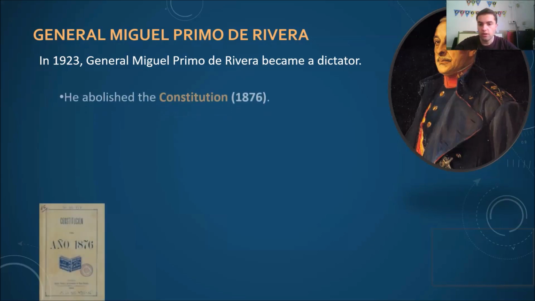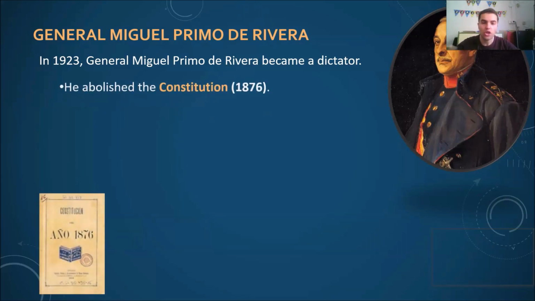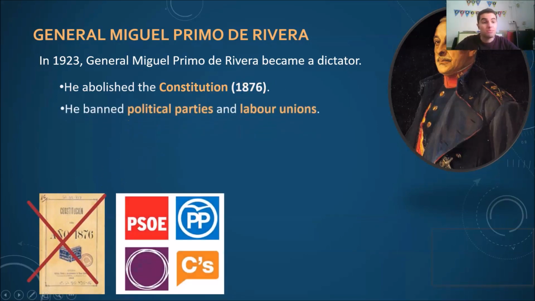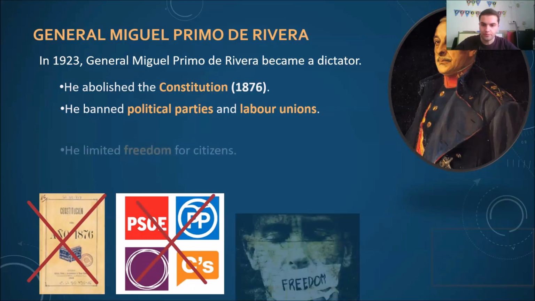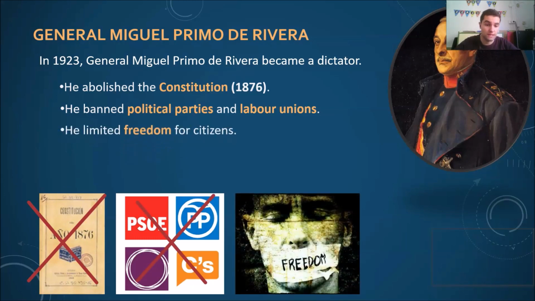Okay, so he abolished the constitution, not the constitution of 1812, because there were many other constitutions. This was from 1876. The new constitution is abolished. He banned political parties and labor unions. Prohíbe los partidos políticos y los sindicatos. Están prohibidos. Ya no puede haber. And he limited freedom for citizens. Limita la libertad de los ciudadanos.